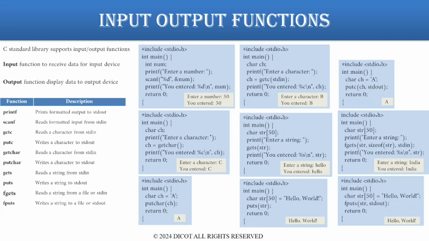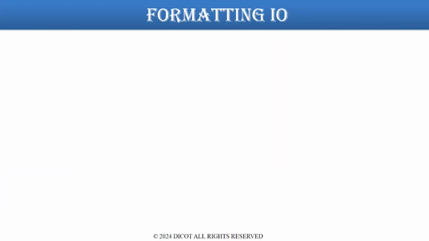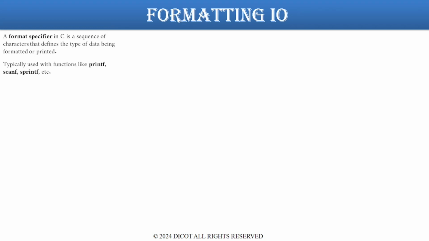A format specifier is a sequence of characters that defines the type of the data being formatted or printed. Typically used with functions like printf, scanf, sprintf, etc. A format specifier starts with a % character followed by a specific character or a set of characters that indicates the type of the data. Let's see the table.